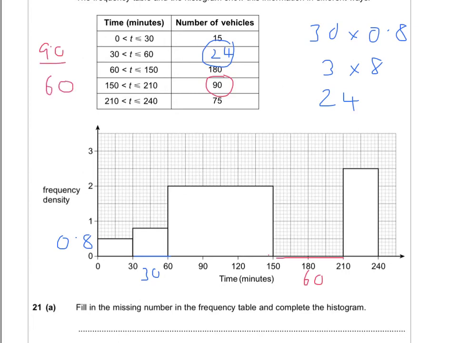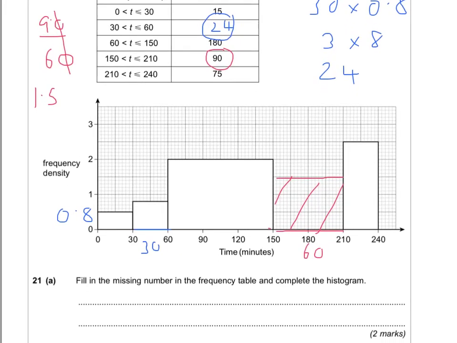The frequency density is 90 divided by the class width. And the class width is the difference between 150 and 210, the difference between these two numbers. And the frequency is 90. So it's 90 divided by 60, which is 9 over 6, which is 3 over 2, which is 1.5. So we need to draw that at 1.5. So that's where our bar should be there. So that bit should be our bar. We don't need to shade it in. That's just for you to be able to see it a bit more clearly.